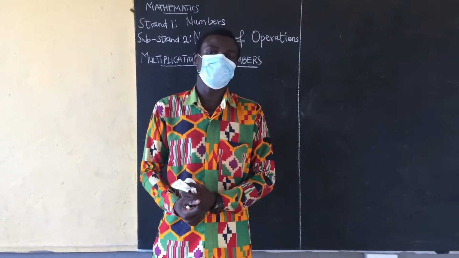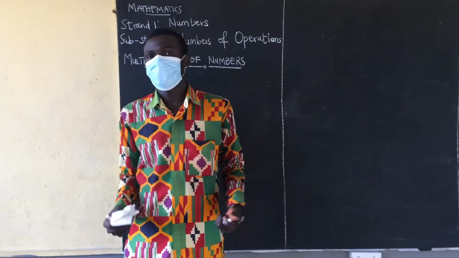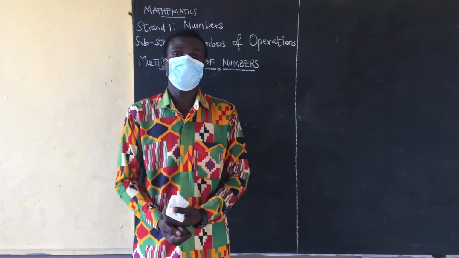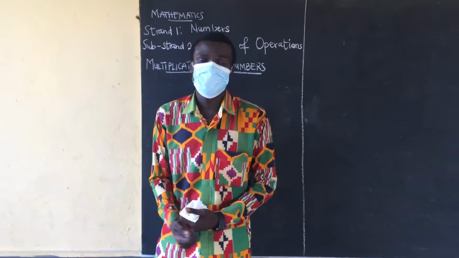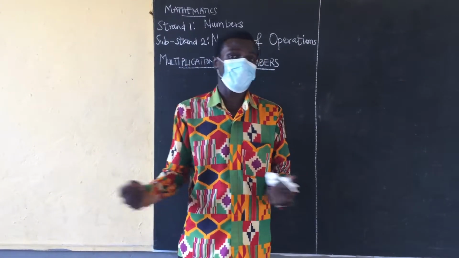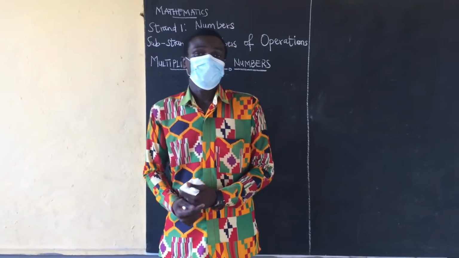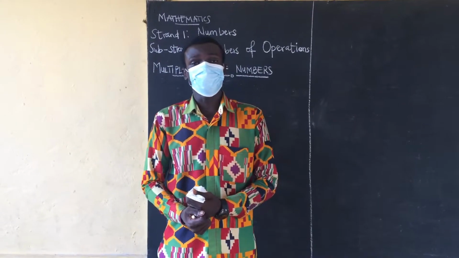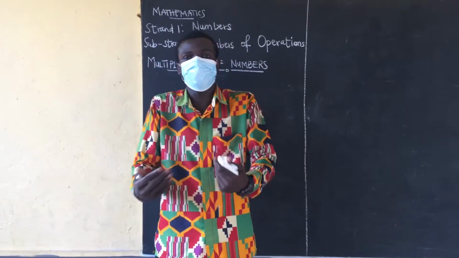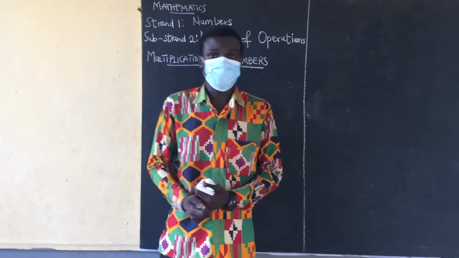Today we are still under Strand 1, Numbers, and sub-strand 2 is Number Operations. Today we want to look at multiplication of numbers, just as we did last week with addition and subtraction. For multiplication, we want to look at the methods that we can use, or will be asked to use, during exams to multiply.